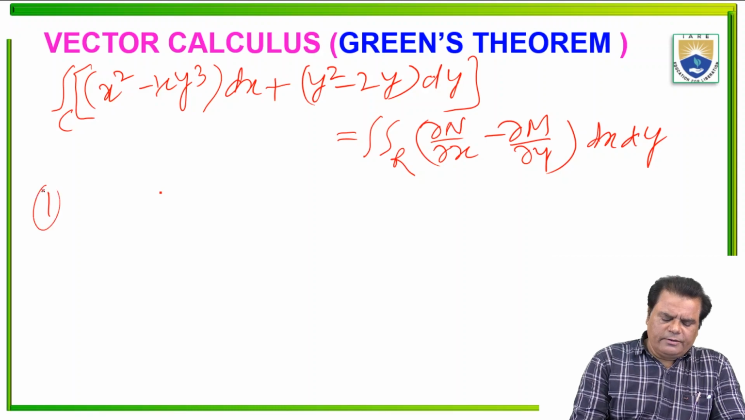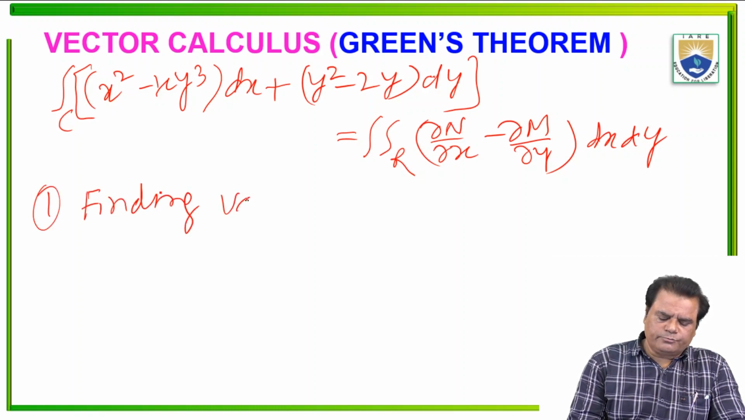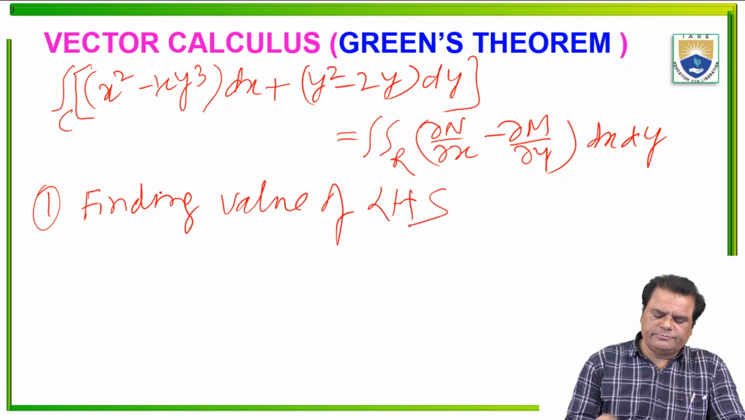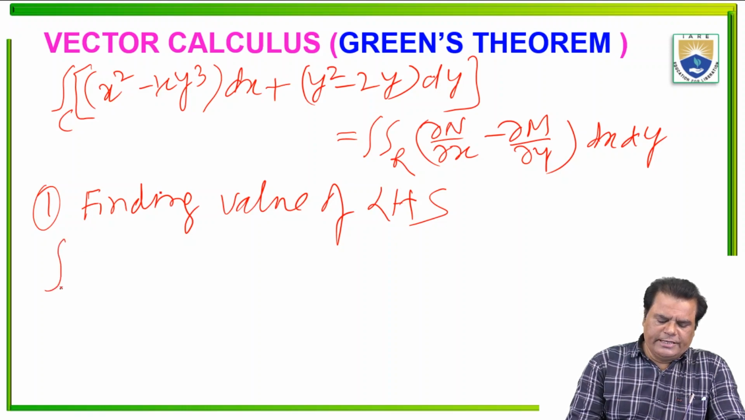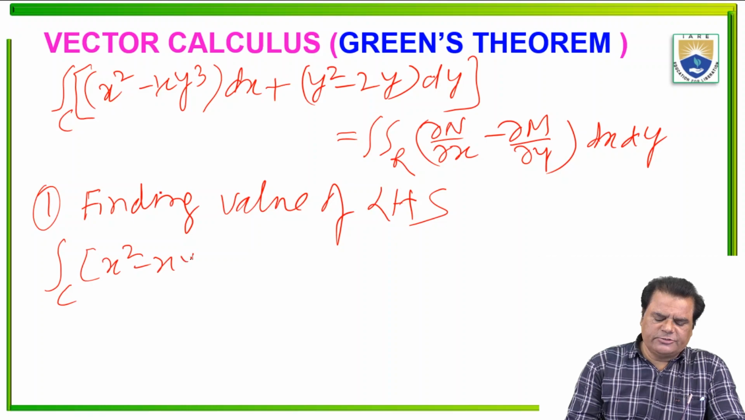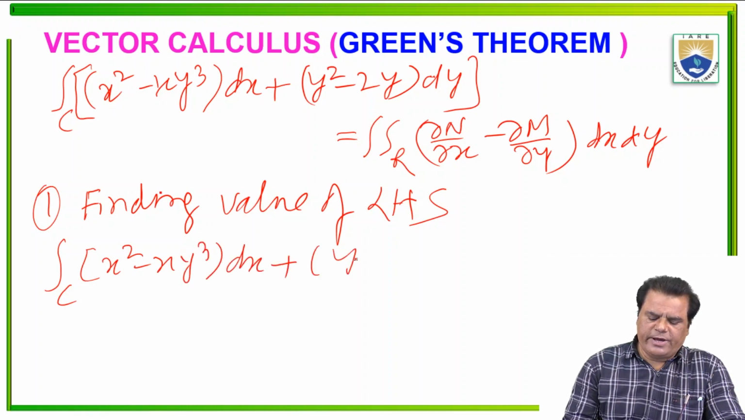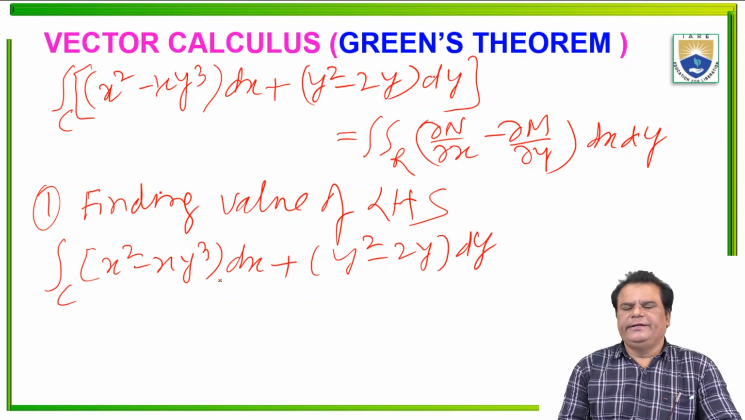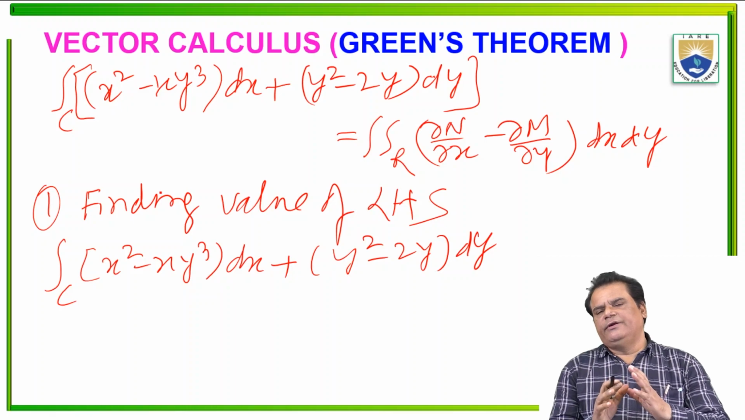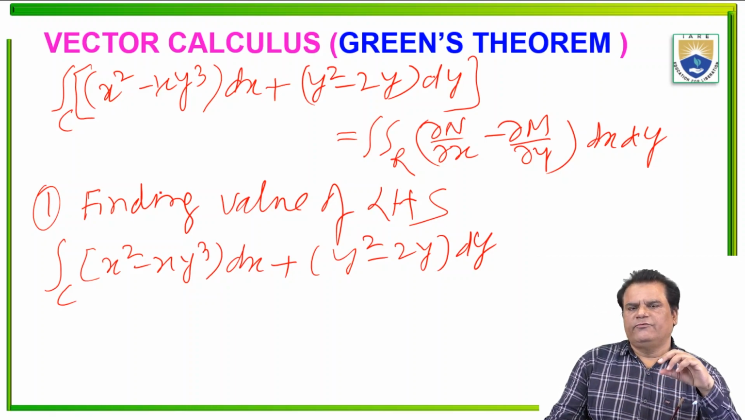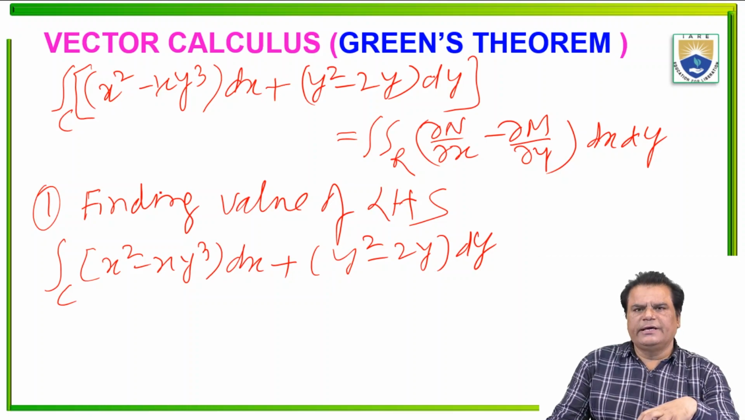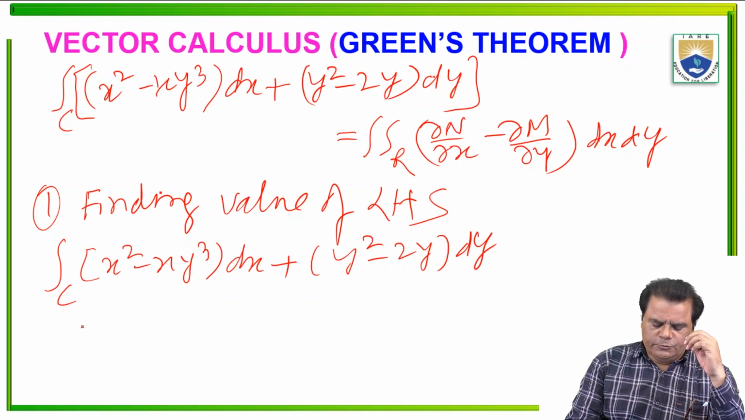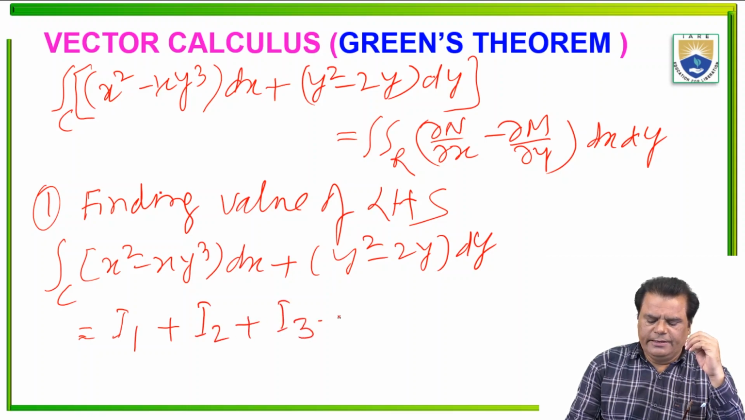So first of all, we find the value of the left hand side, the LHS. This is the integral over C of (x square minus x y cube) dx plus (y square minus 2y) dy. This is the line integral. Basically a square is given, so there are four lines: first O to A, next A to B, B to C and C to O. So we find the integral along the four lines: I1 plus I2 plus I3 plus I4.